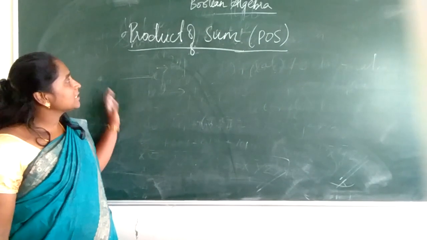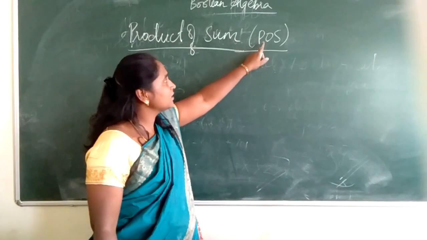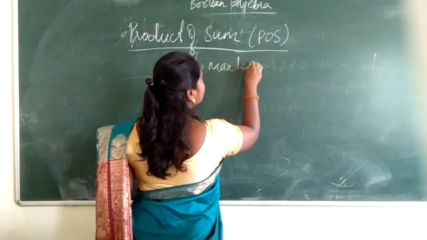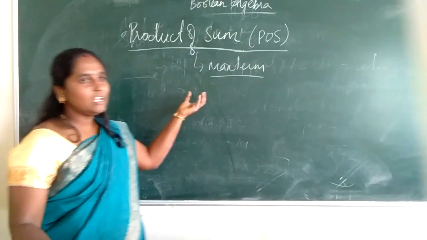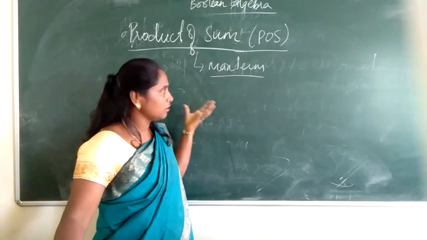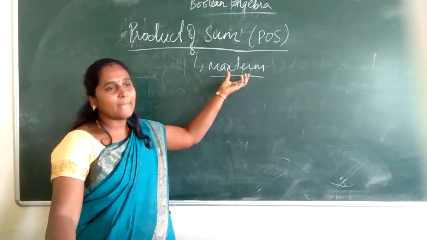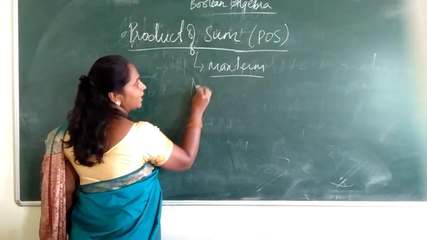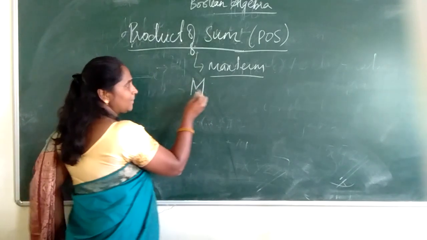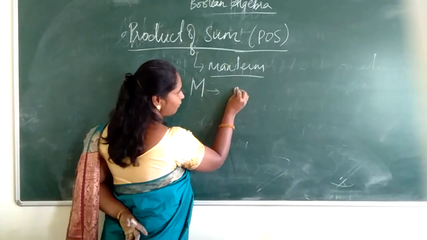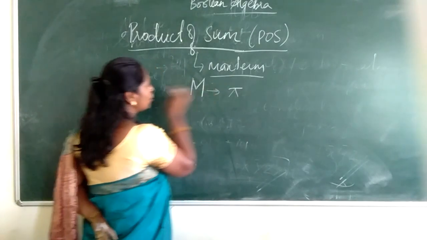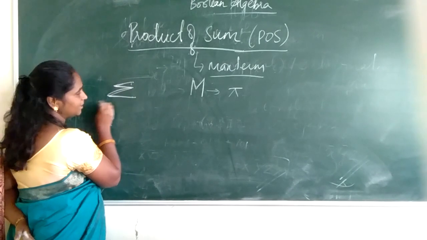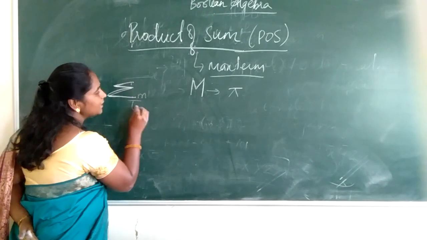So next one is canonical product of sum, that is POS, also called the max term. This max term is nothing but the sum of all literals or variables with or without complement. Such a thing we call the max term. Here in this max term, it is represented by capital M, as I have already explained. In a max term, you represent the expression with the help of pi. In your min term, it is represented with the help of summation. It is represented in a canonical expression. Here I am placing small m, that represents your min term.